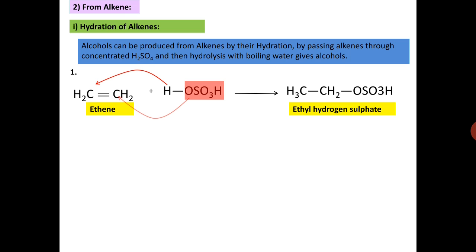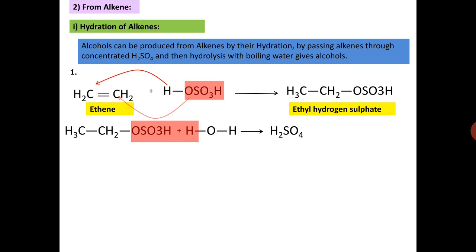This is ethyl hydrogen sulfate, and further this ethyl hydrogen sulfate is boiled with water, HOH. Then the OSO3H group is replaced by OH, giving H2SO4 plus CH3CH2OH, ethyl alcohol. First, at the double bond we add H2SO4 to form the alkyl hydrogen sulfate, and further we treat this alkyl hydrogen sulfate with H2O to form alcohol.